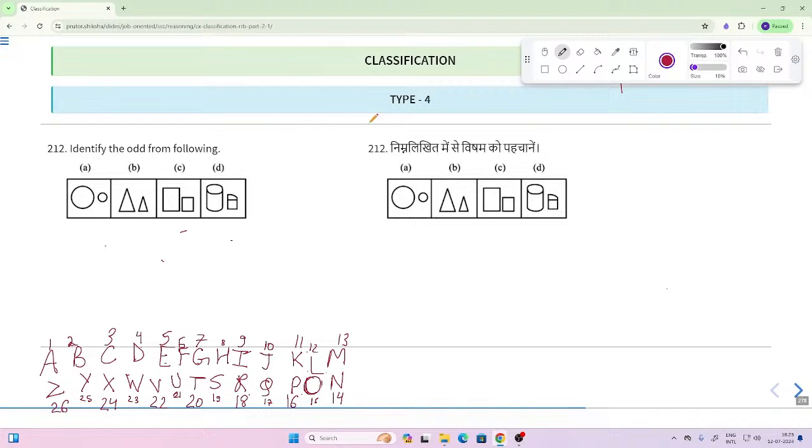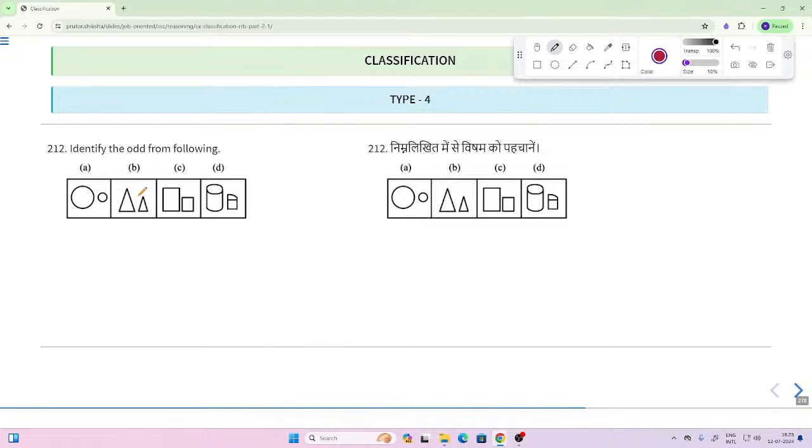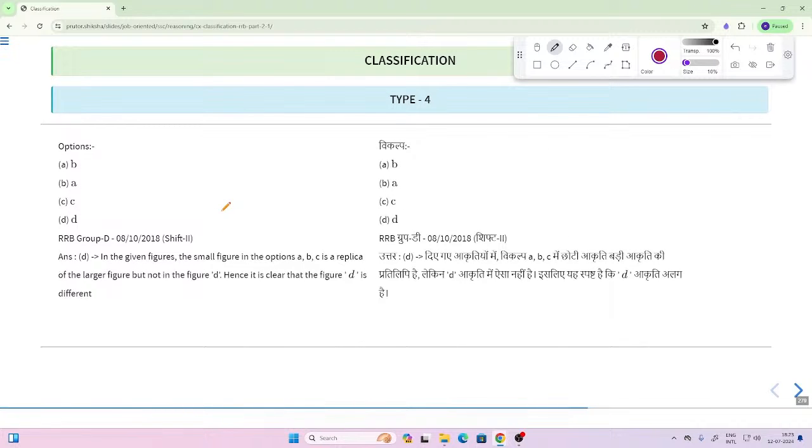Identify the odd one from the following. I think for now we can get rid of the numbers. Circle, triangle, square. So in each of A, B, C, the figure is a smaller version. But in D, a portion of the figure has been cut out. Only an arc of the entire circle is left. So D is the odd one out here. The small figure in A, B, C is a replica of the larger figure, but not in D. Hence, option D is the odd one out.